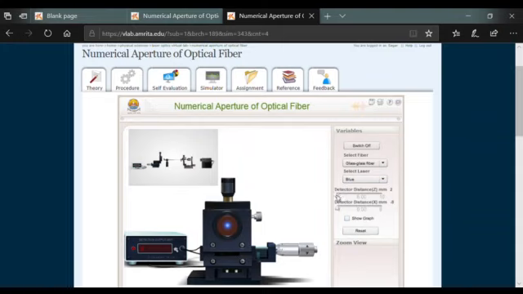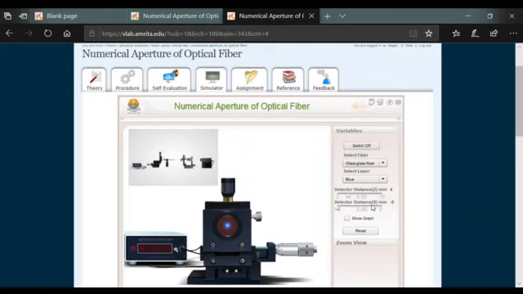Now this is the Z distance, the detector distance. What does this distance show? This is the distance between the detector and the optical fiber, and it has to be kept at 4 mm. You can keep it at any distance, but at this point of time we are keeping it at 4 mm.